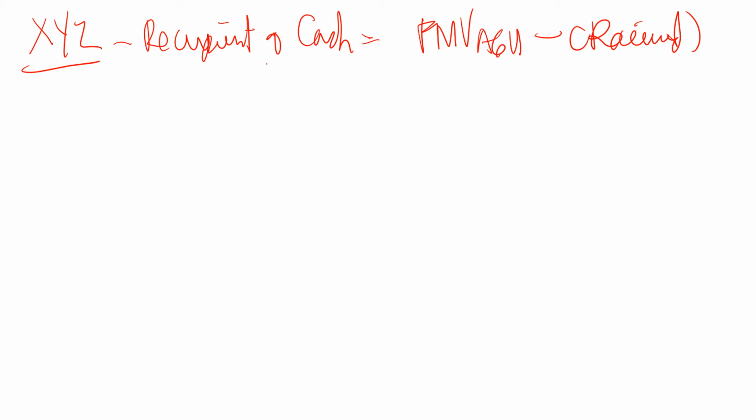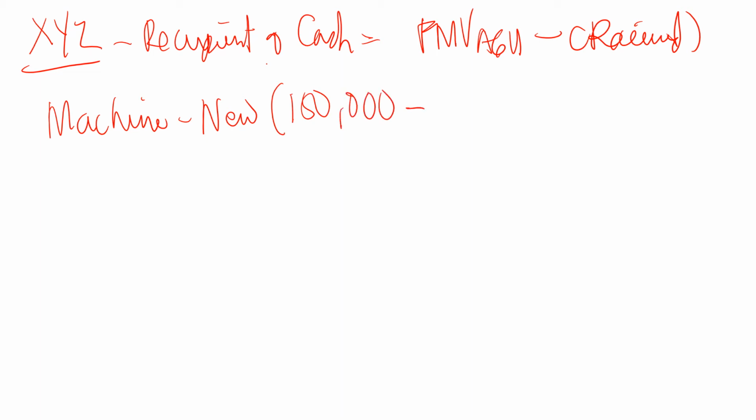So, magiging journal entry will be debit to machinery. This is new kasi dalawa yung machine. That will be yung fair market value of asset given up. So, that's 150,000, minus yung na-receive niyang cash which is 45,000. Ayan. So, 150 minus 45, that is 105,000. So, ang debit natin is 105,000.